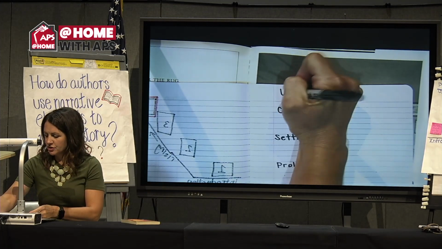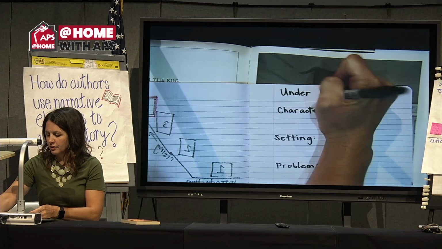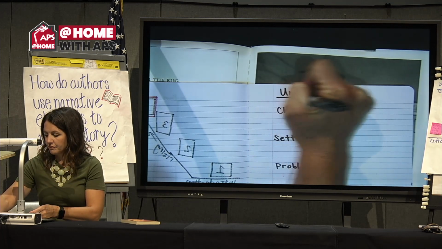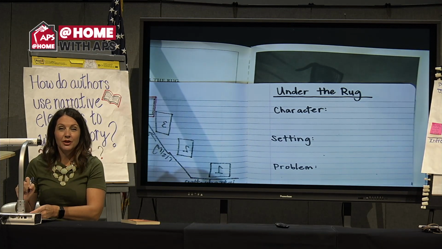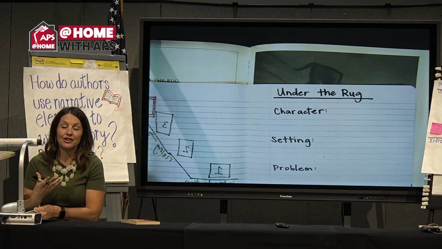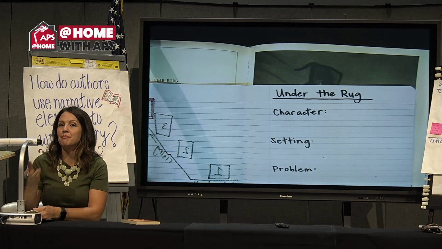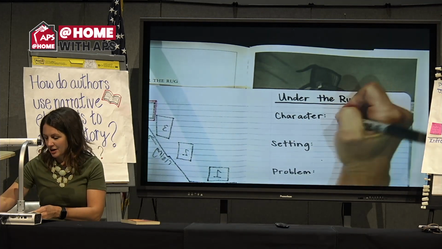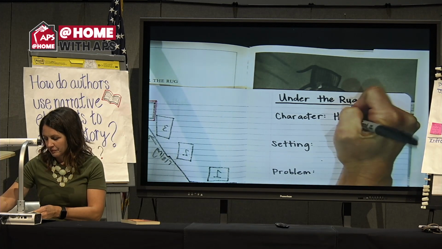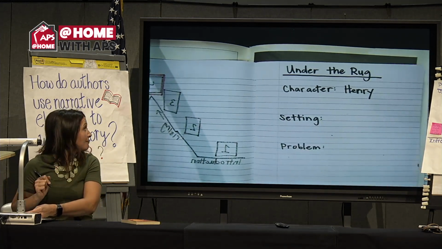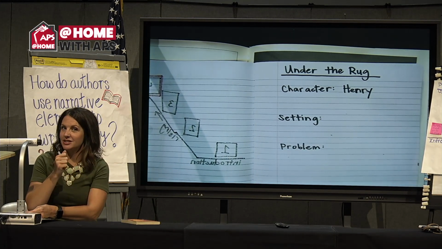is I'm going to write a story for Under the Rug. I'm going to imagine a name for my character. You can imagine a different name because these are fictional. These are imagined stories. My character is going to be named Henry. My setting will be Henry's apartment.